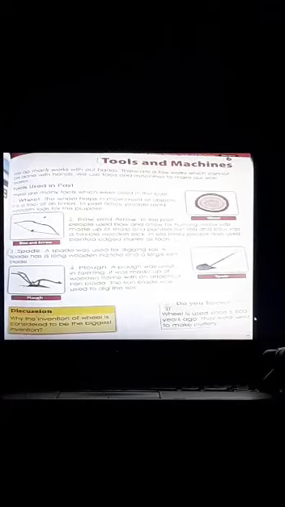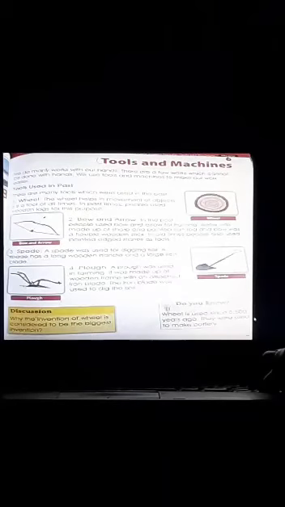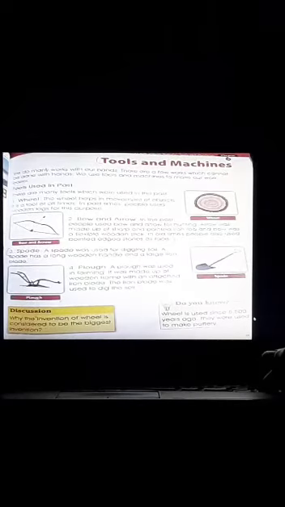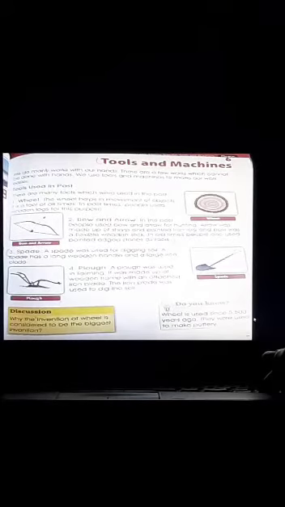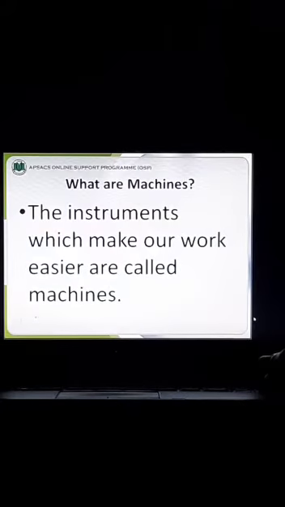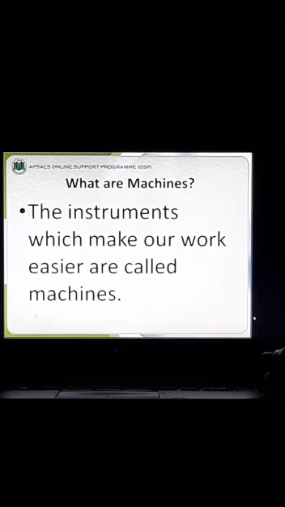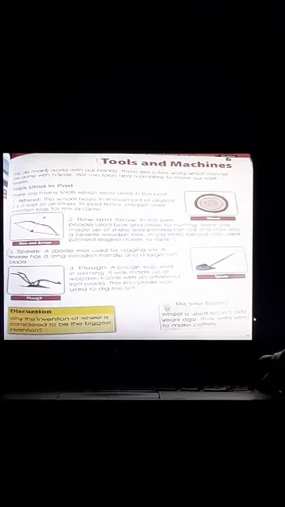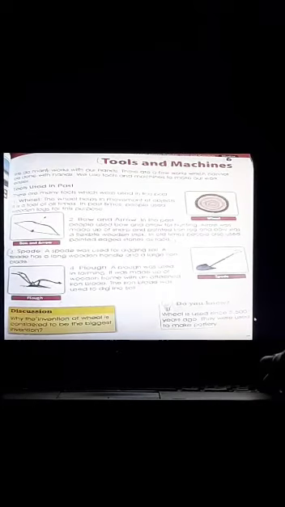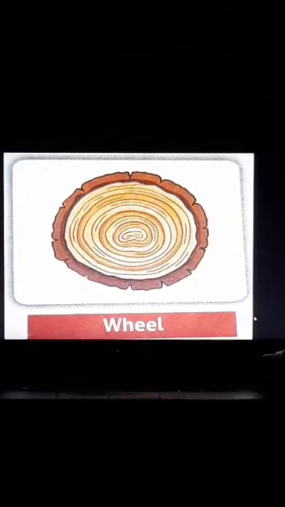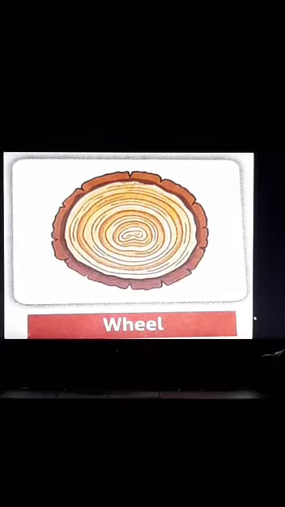Dear students, look at the textbook page 59, Tools and Machines. We do many works with our hands. There are few works which cannot be done with hands. So for this purpose, we use tools and machines to make our work easier. What are machines? Instruments which make our work easier are called machines. There are many tools which were used in the past. Now I'm going to discuss these tools. Wheel. The wheel helps in movement of objects. It is a tool of all times.